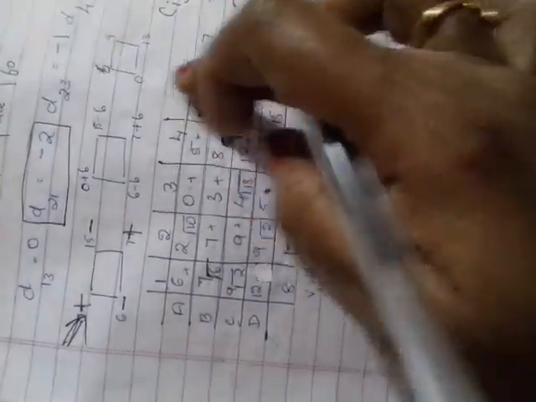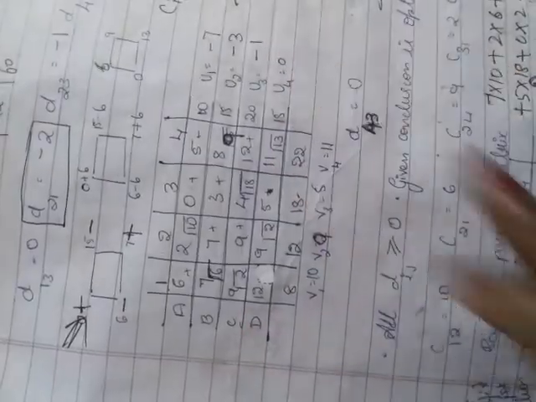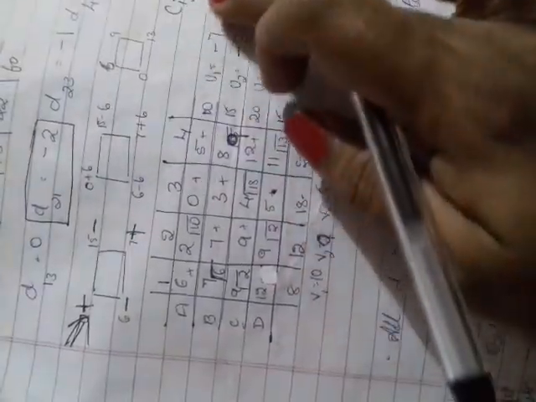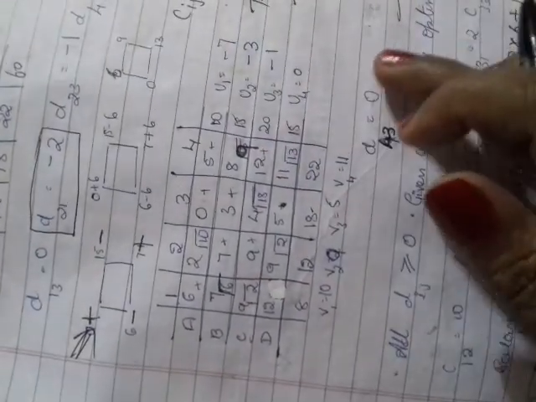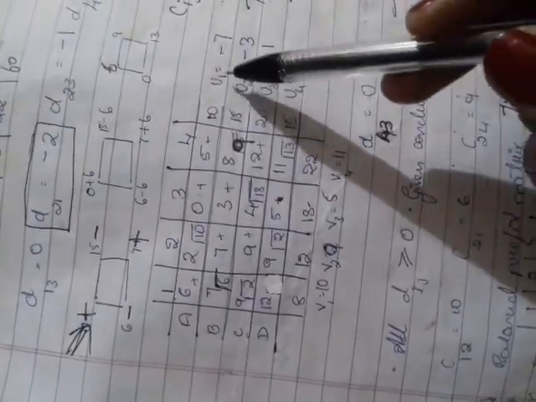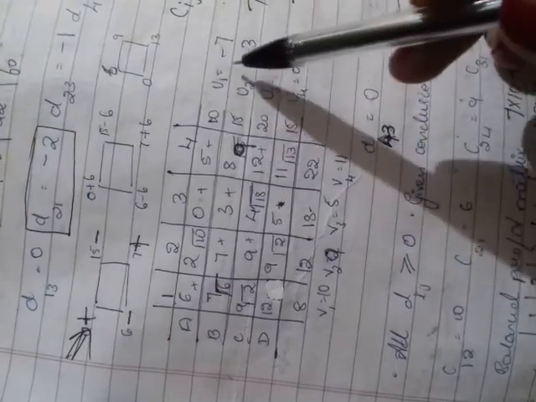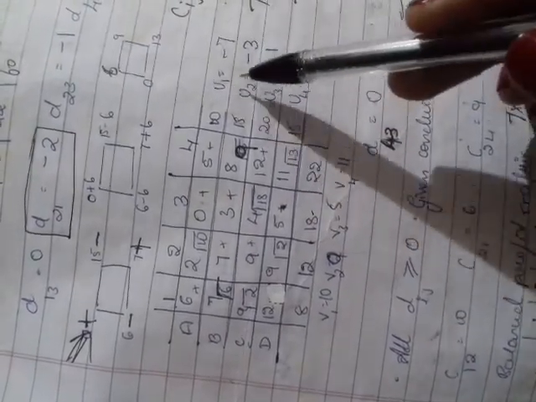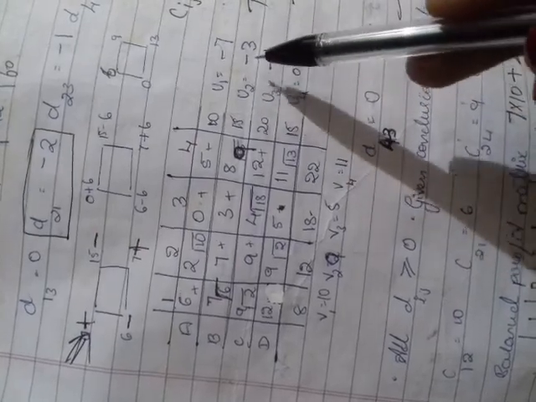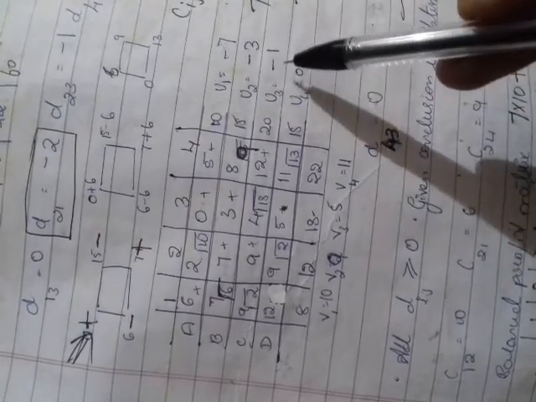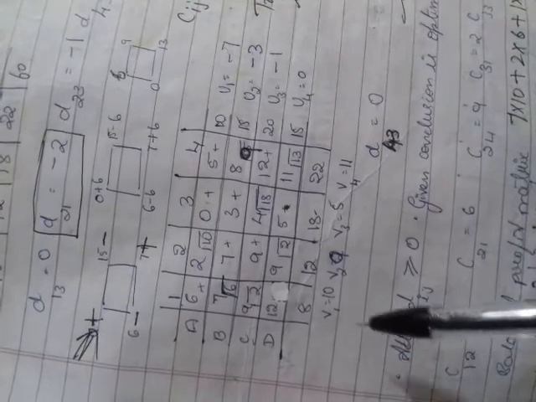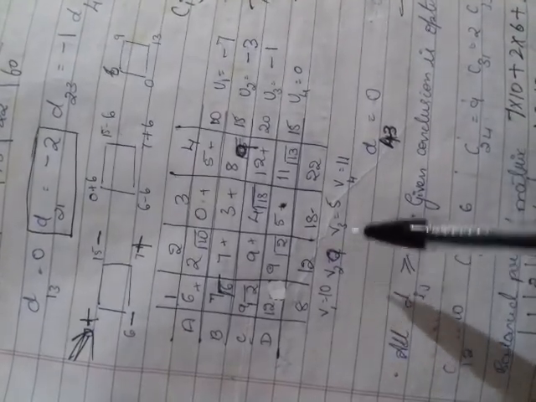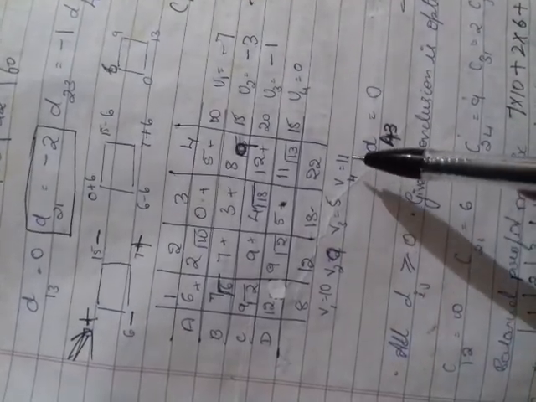Now again you have to do the UV method. You know the formula for the UV method: Cij is equal to Ui plus Vj. By using that formula you have to find the values. I'll read out these values; you just do it yourself and check whether it is correct or not. U1 is -7, U2 is -3, U3 is -1, U4 is 0. And V1 is 10, V2 is 9, V3 is 5 and V4 is equal to 1.